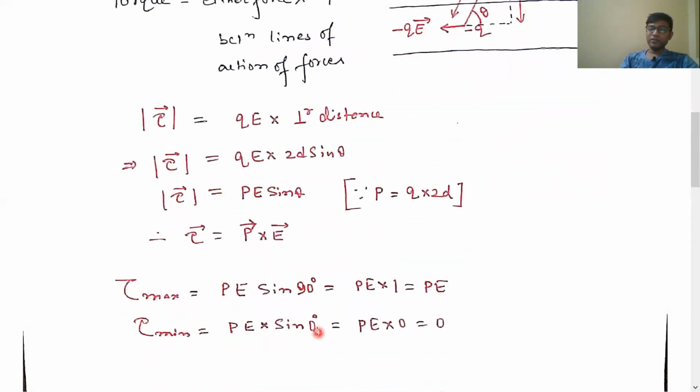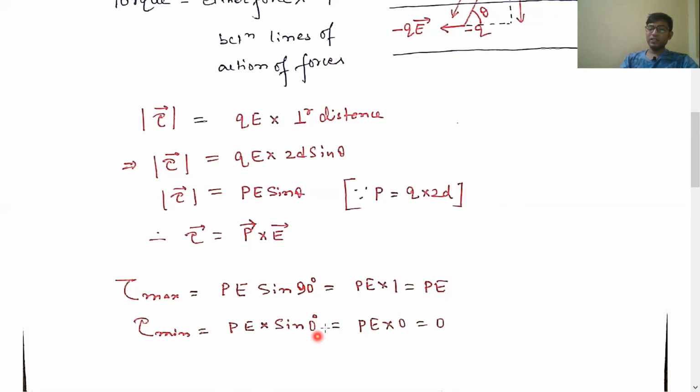Now let us try to find an expression for the maximum torque. Definitely when sine theta is maximum, the torque will be maximum. When sine theta is minimum, the torque will be minimum. But sine theta will be maximum when theta is equal to, any guess? It will be 90 degrees. Sine 90 degrees is equal to 1. So the value becomes pE.